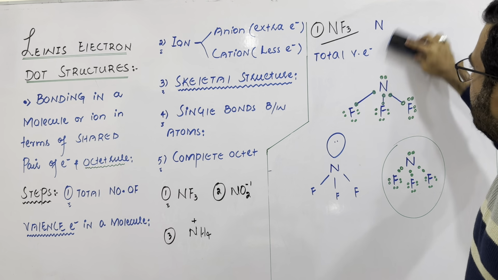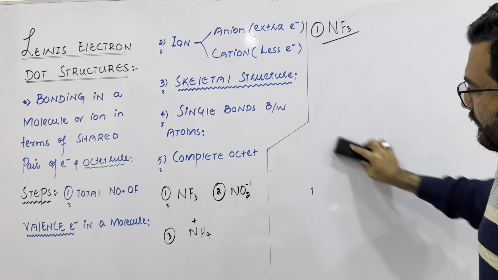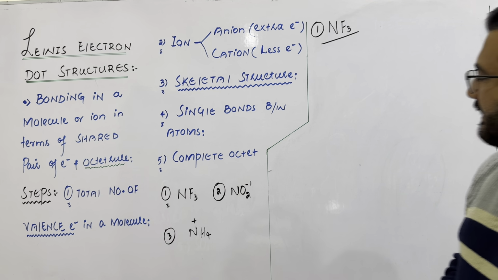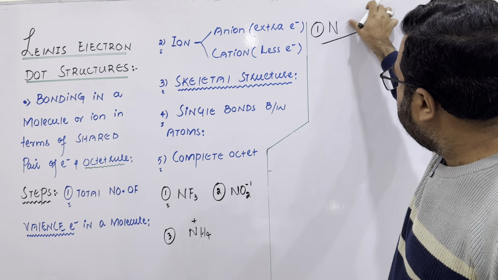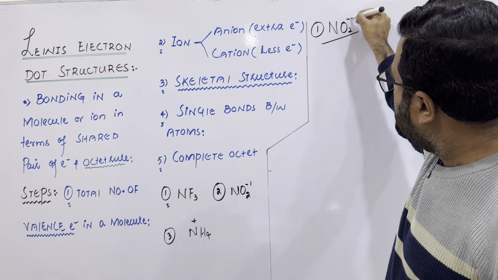The second example is very important because it will also give you the concept of formal charge and resonance structures, and that is an anion, NO2 minus 1.